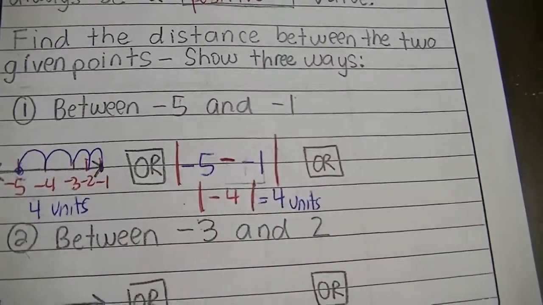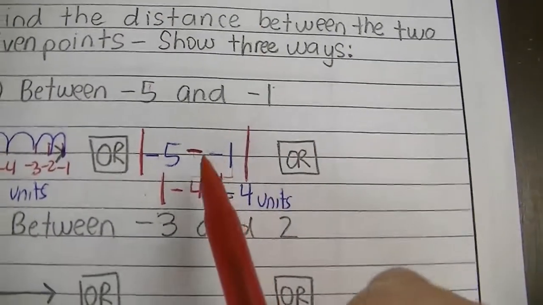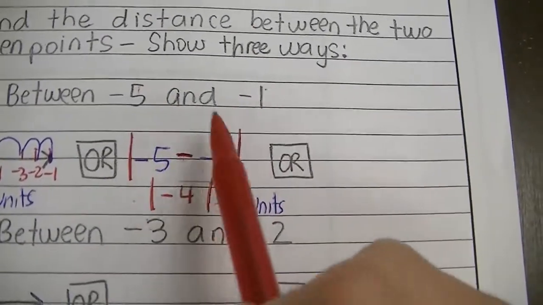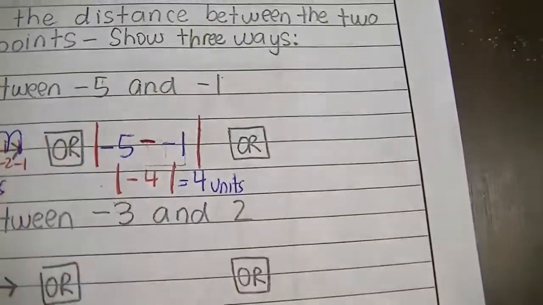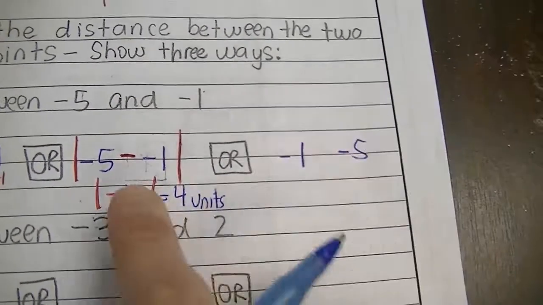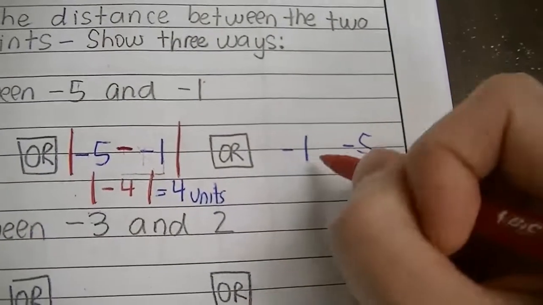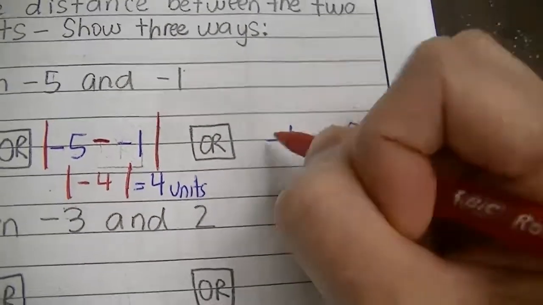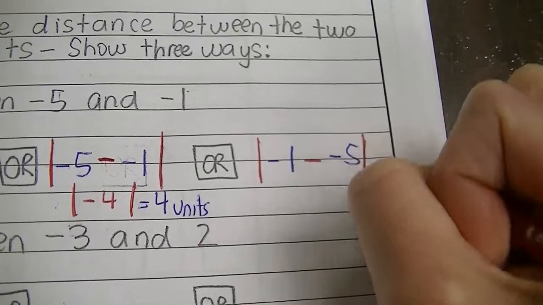Okay? And the third way you can do it, it doesn't matter the order that you write down the numbers. So you can write down that -1 first, and that -5, and it's really similar to the second way, where you write them down and you subtract them. But again, since you're finding distance, it's going to be a positive value.